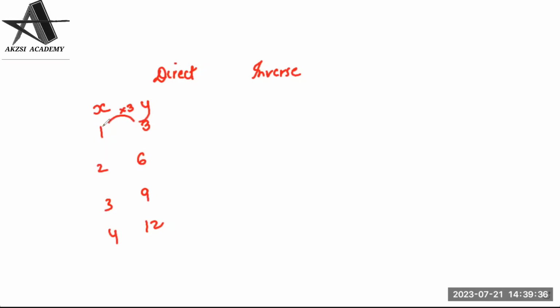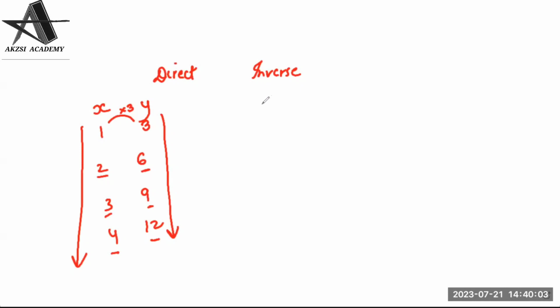If x is 1, then y will be 3 times it, 3. If x is 2, 3 times it is 6. 3 times 3 is 9. 4, 3 times it is 12. So clearly you can see every time x is increasing, y is increasing with the same proportion. From 1 to 4 it's increasing, similarly from 3 to 12 it's increasing. That kind of relationship is called direct relationship or direct proportion.